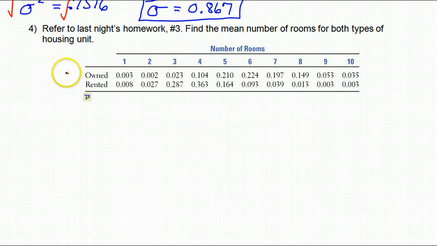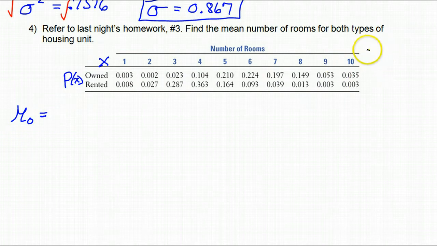So we're supposed to find the mean for both of these. The x values are up here, and these down here are the probabilities. So let's start off with owned. If I want to find the mean, I'll just use mean with a little o. That'll represent the mean of the owned units.